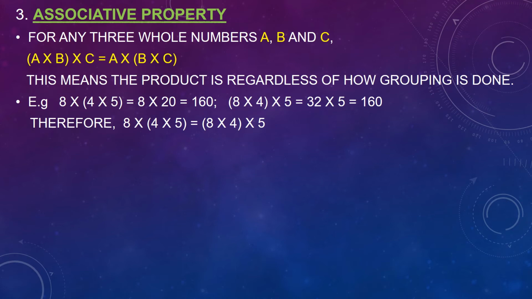Example, (8 × 4) × 5... Example, 8 multiply (4 multiply 5), which is equal to 8 multiply 20, which is equal to 160. Now (8 multiply 4) multiply 5, which is equal to 32 multiply 5, which is equal to 160. Therefore, 8 × (4 × 5) is equal to (8 × 4) × 5. The product is the same regardless of how grouping is done.